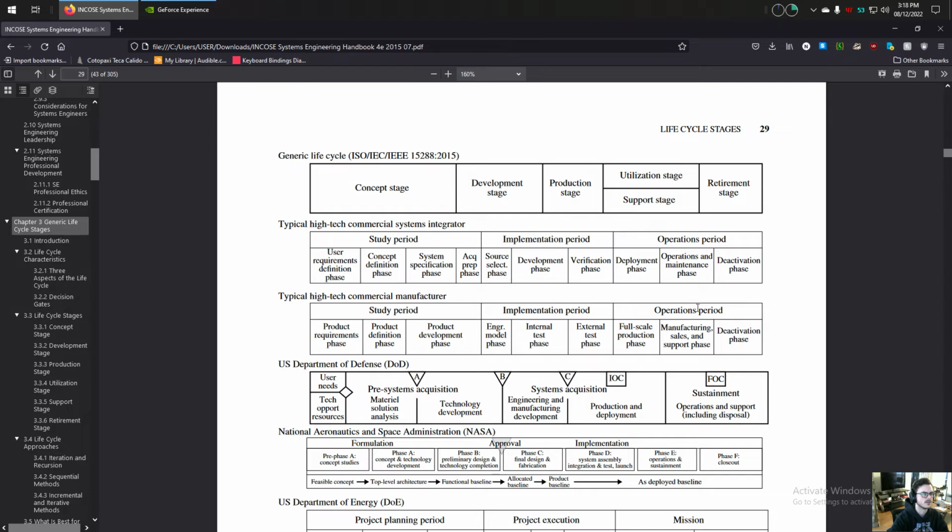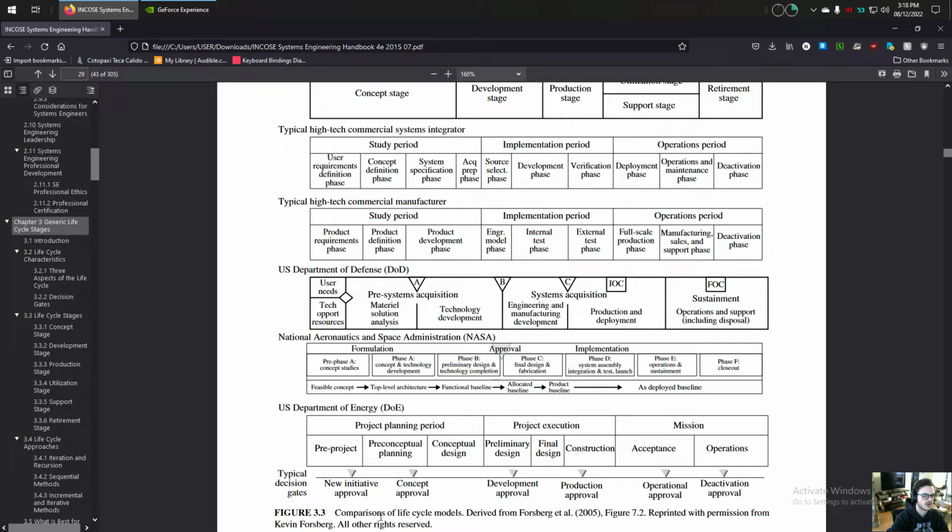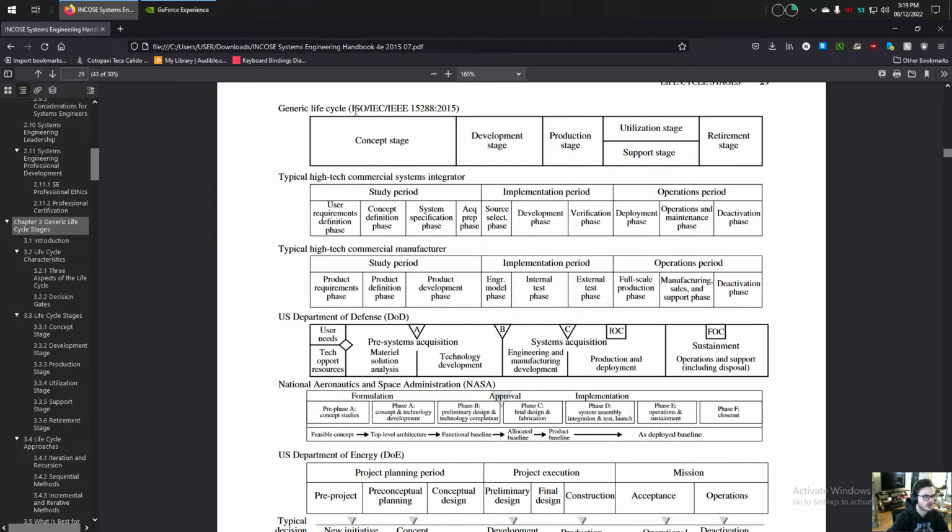Shown down here is Figure 3.3. It's pretty large, it takes up the whole page, but it's comparisons of different lifecycle models. So you get the generic one from ISO, IEC, IEEE, with the concept stage, development stage, production stage, then utilization and support at the same time, and then finally retirement. And then you've got all these other ones. You've got typical high-tech commercial systems, typical high-tech commercial manufacturer, US DoD, National Aeronautics and Space Administration, otherwise NASA, and the US Department of Energy.